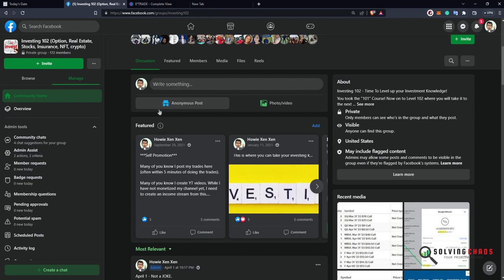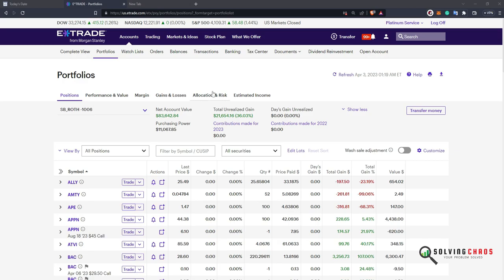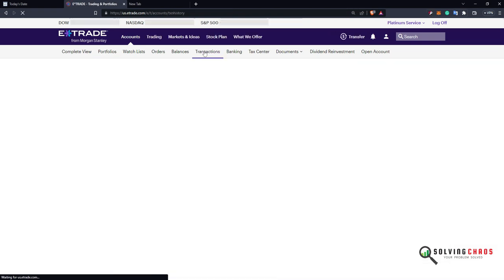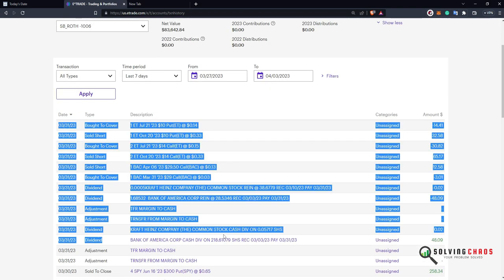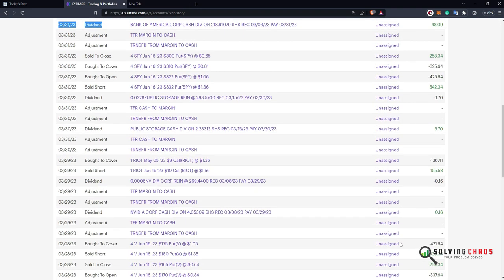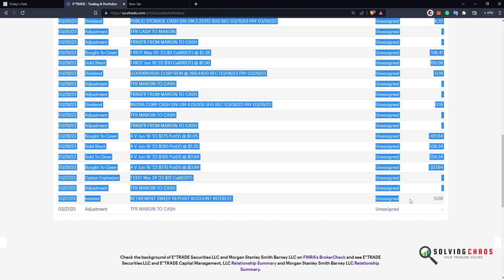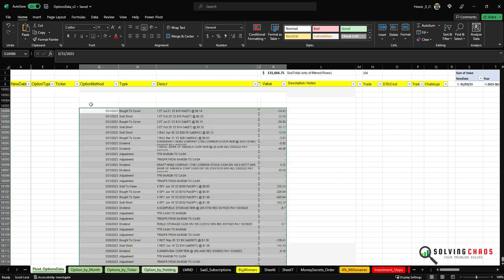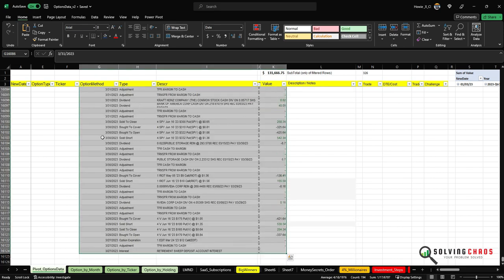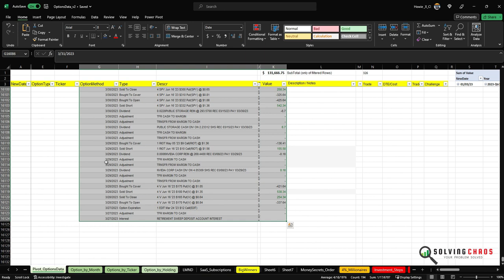So let's go straight to E-Trade. So we got E-Trade loaded. First thing I do is go into this transaction. We're going to get the last 7 days, and then we're just going to copy all this data out, and we're going to paste it into a pivot table that I have. You go to the pivot table, and it will look something like that. I'm going to copy a little bit more data, and then let me massage it for you.